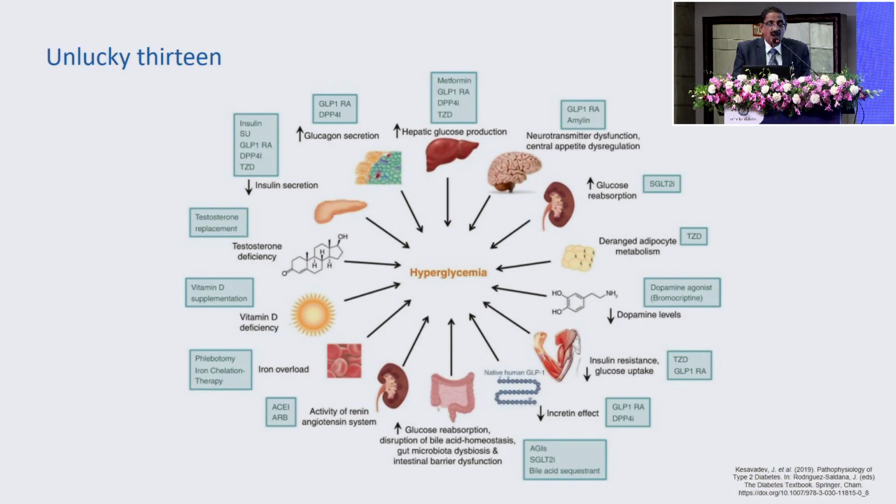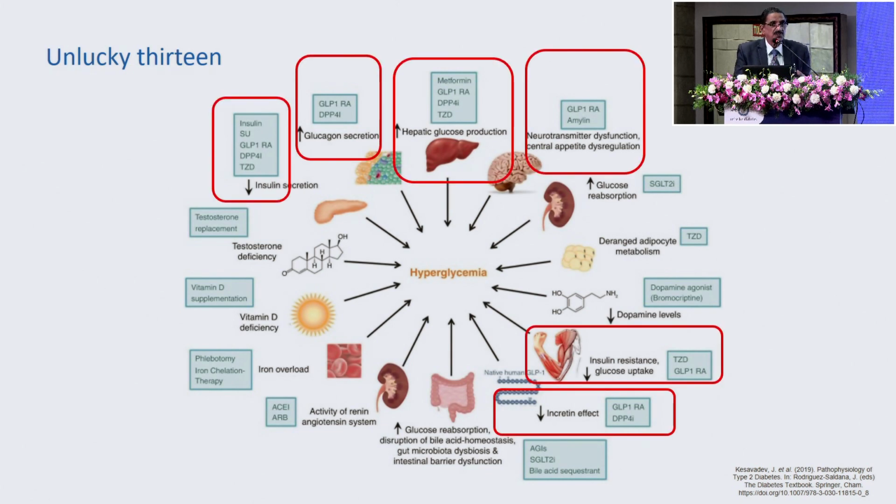These are the unlucky 13s. So we go on adding on from 1, 2, 8, 11, and then now we come to 13. Of the lot, there are problems which have been included now, including testosterone deficiency, vitamin D deficiency, and other things. And of the lot of the 13, this particular drug is able to control 6 of the pathogenic mechanisms. Thereby you get a correction of the pathological aspect. So that is why this particular topic has been included under this symposium.